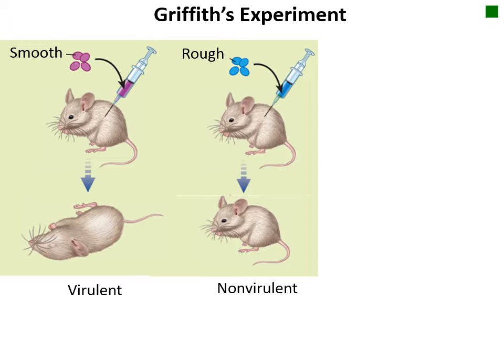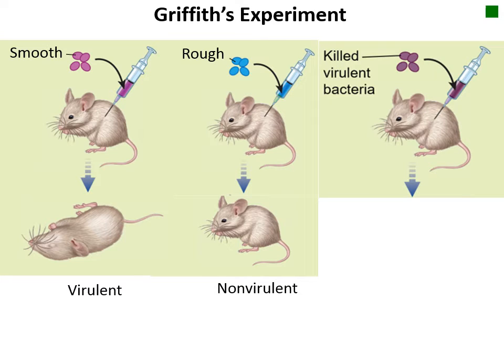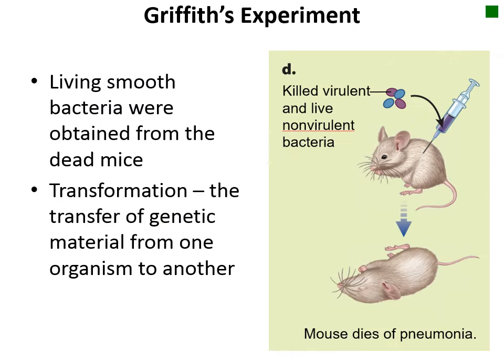Griffith's next experiment was to kill the smooth bacteria and re-inject it into the mouse to see if it was still virulent when dead. He learned that it was not. Griffith's big surprise, however, came when he took the heat-killed smooth bacteria and mixed it with living rough bacteria. He injected that mixture into the mouse, and the mouse got pneumonia and died. On the next slide, take a minute to think about why Griffith was surprised by this result.